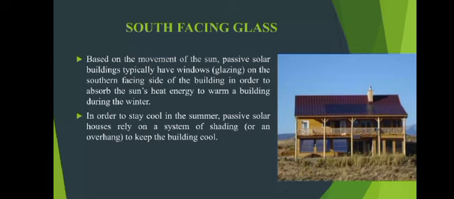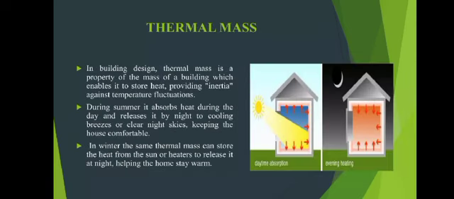In order to stay cool in the summer, passive solar houses rely on a system of shading to keep the building cool. And that's thermal mass. In building design, thermal mass is a property of the mass of a building which enables it to store heat, providing inertia against temperature fluctuation.